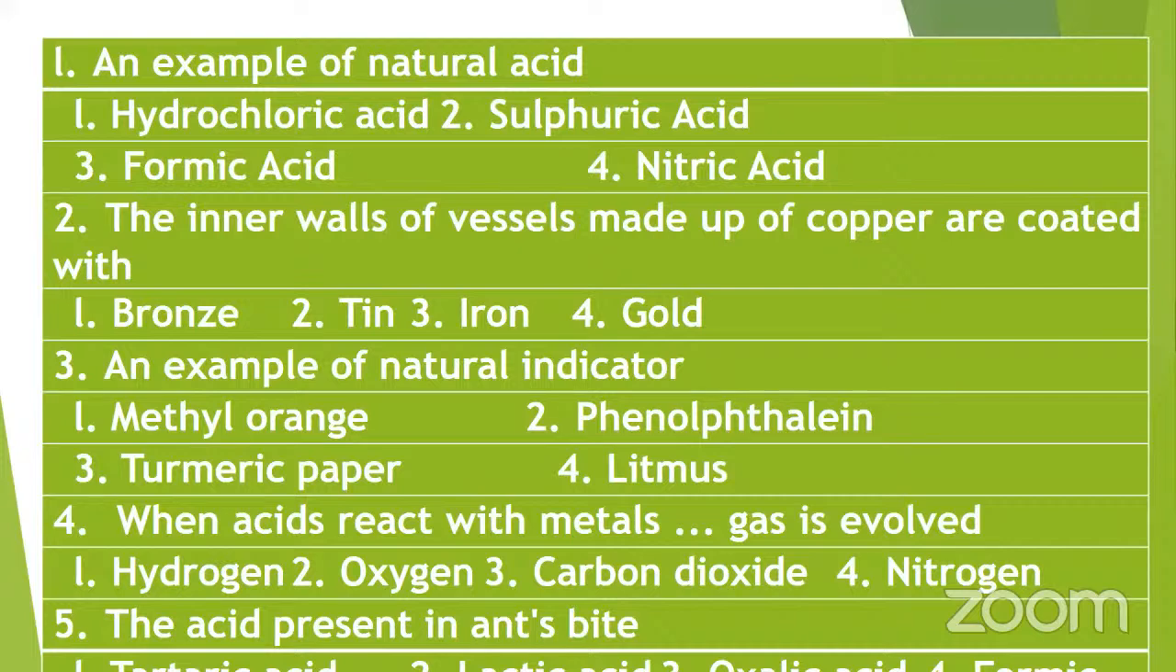Somebody said 1 by 3 is an example for natural acid, formic acid. Someone answered, okay, very good, 1 by 3. You are writing 1 by 4 nitric acid, I don't think so. 1 by 2 is a natural acid? No, 4th is also not natural acid. Natural acid is formic acid. Now, I have given the list so as not to get confusion. Okay. 1 by 3 is the right answer.